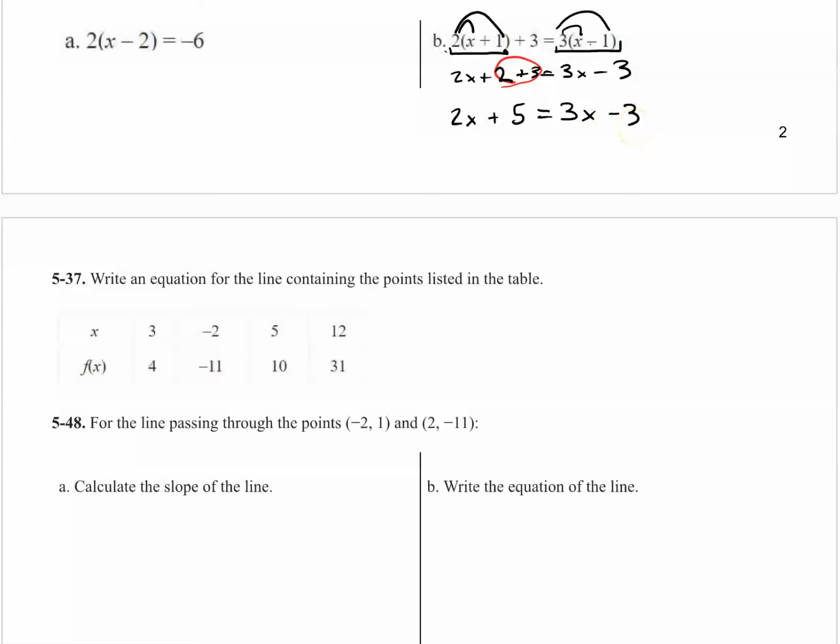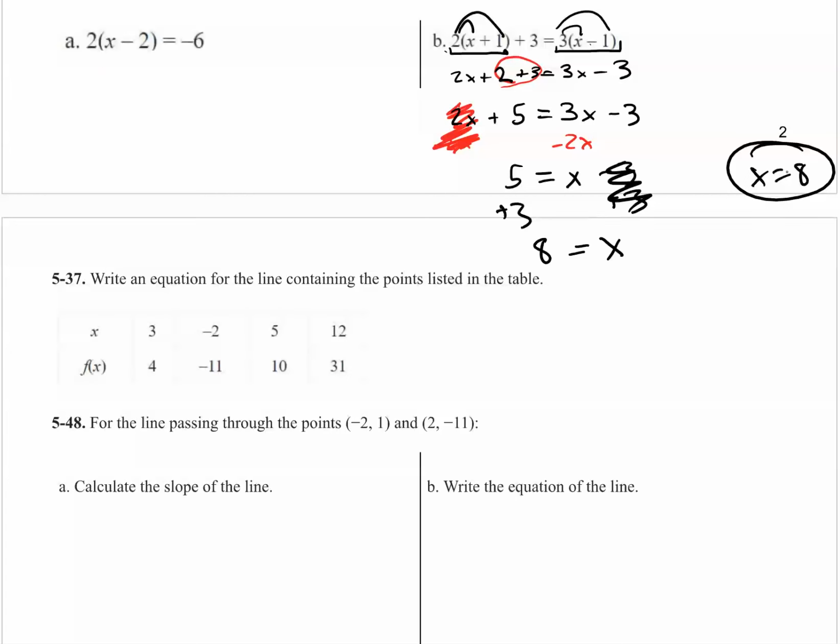Now I choose the smaller x and subtract it. So 2x is the smallest. Subtract 2x from each side. 2x minus 2x, that's a 0 pair, that cancels. And 5 is equal to 1x minus 3. Actually, I'll just write x. Now you add 3 to both sides to get x all alone. X equals 8. Try A.